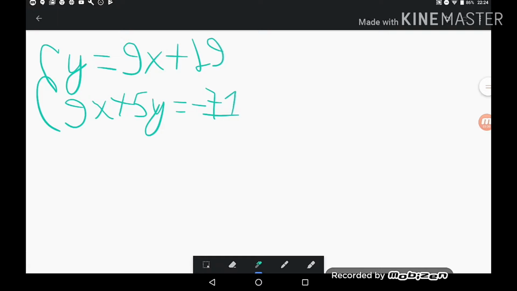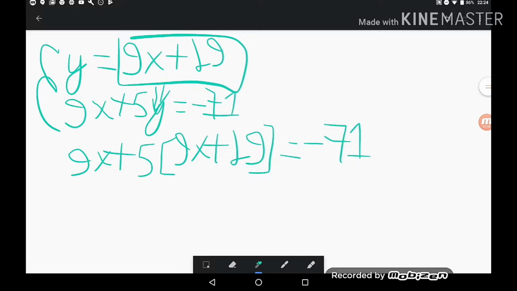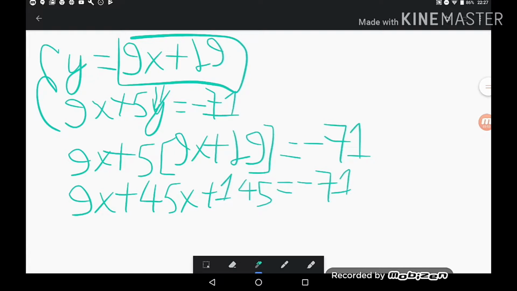And the way this method works is that y is already given to you in the top equation. So what you're going to do is plug this expression into this y here. And this is how you do it. Just like that. And when you evaluate this, you get this. So what you do here is distribute that 5 into the expression of 9x plus 29 to get this full expression: 9x plus 45x plus 145 equals negative 71.